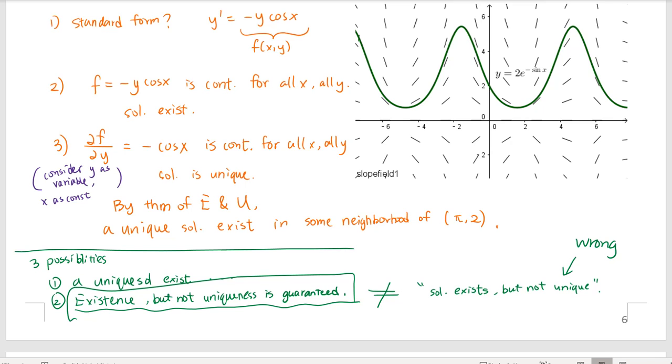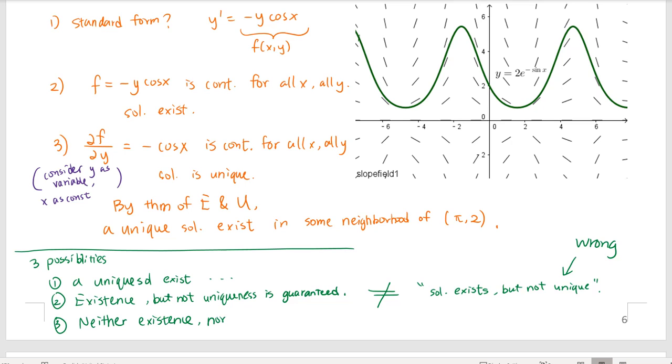Don't answer like that. So you say existence but not uniqueness is guaranteed by the theorem of existence and uniqueness. And 3, if f and partial y are both not continuous, then we say neither existence nor uniqueness is guaranteed by the theorem.